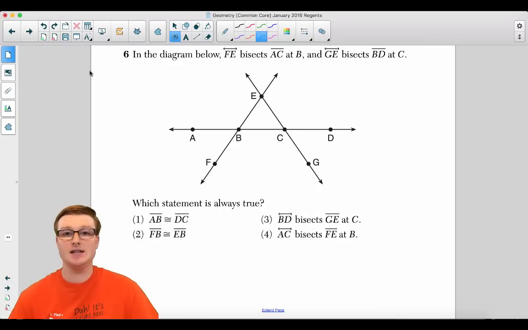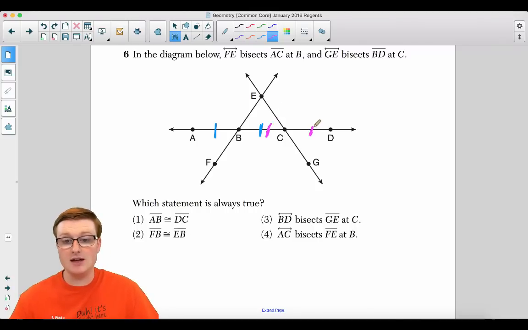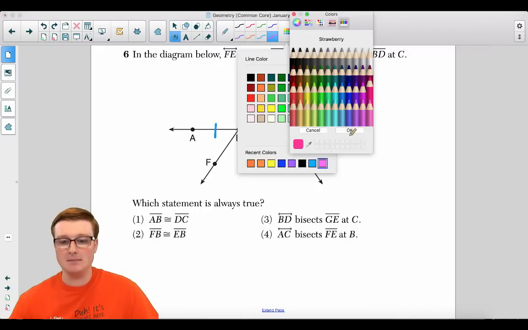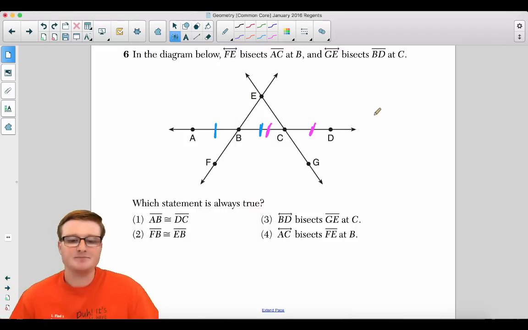All right, number 6. In the diagram below, FE bisects AC at B. Okay, so AB is congruent to BC. Cool. Then it says that GE bisects BD at C. So this is congruent to this. Great. Which statement is always true? Okay. And this actually goes back to your knowledge of numbers and number theory and properties of numbers. But now it's in geometry. Watch what I do here.